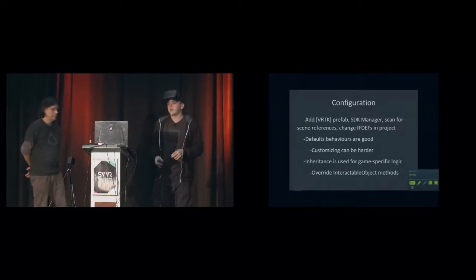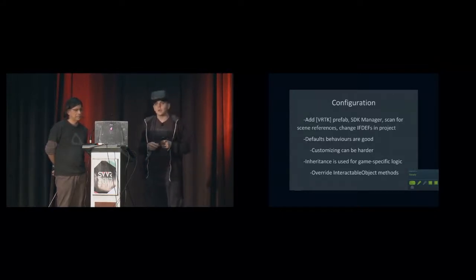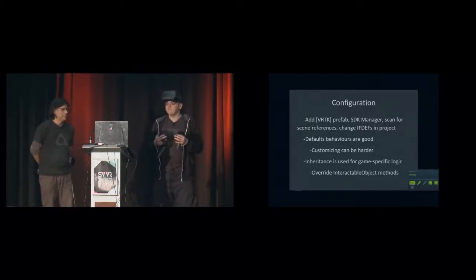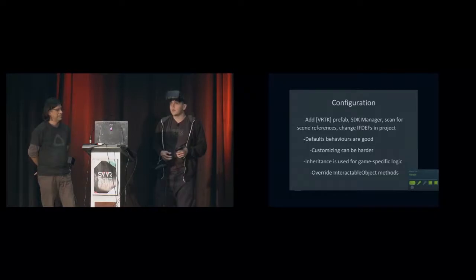For configuration, setup is really adding the VRTK prefab to your scene, which has an SDK manager. You hit a button, it'll scan for scene references, and it'll also add if-defs to your project. And that's an approach that works, and if-defs have a history that's worth noting. But the default behaviors are good. In many cases, when you're working in a short period of time, this is an excellent way to get going in making game jam games, and I've certainly used it for that purpose.